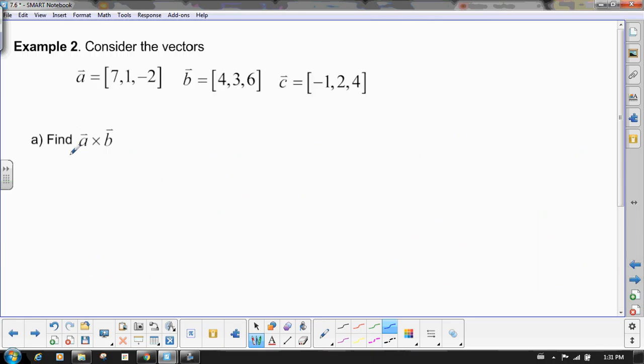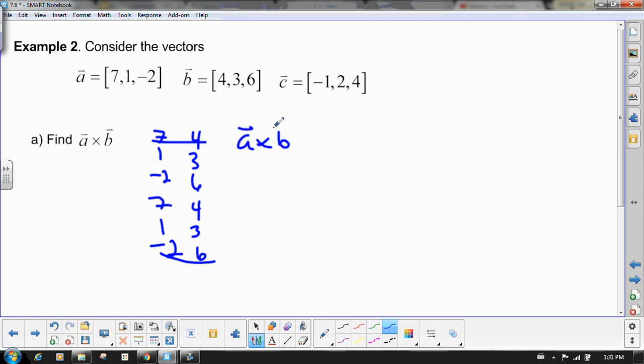Now let's actually do an example. So we have these three vectors, and I'm asking you to find A cross B. So once again, the order matters because of the direction. So I'm going to write vector A twice. I like the vertical one better, but that's just me personally. So then I have 4, 3, 6, 4, 3, 6. I'm going to cross these off. So when I'm doing this cross product right here, A cross B is going to equal.